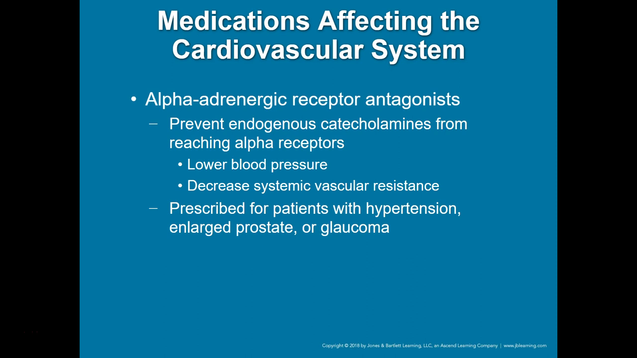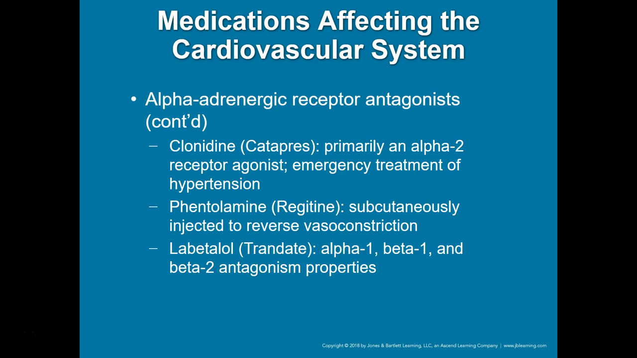So it's going to lower your blood pressure, could slow the heart rate some, decrease your systemic vascular resistance, kind of relax the vasculature some. So there you go, alpha adrenergic antagonist. Clonidine is a big one for that, primarily an alpha 2 receptor agonist.